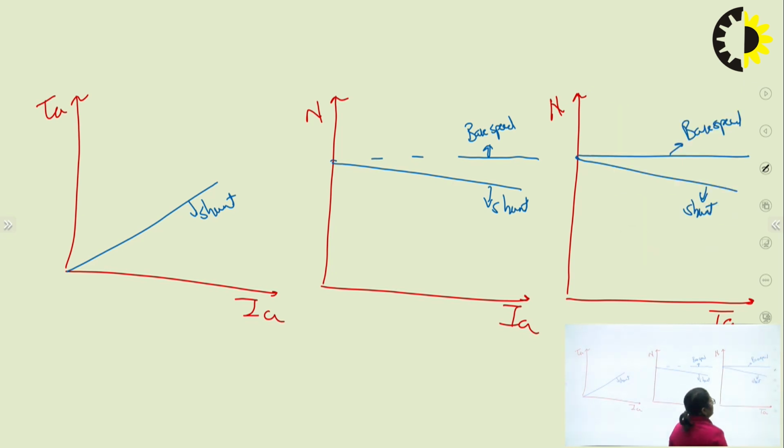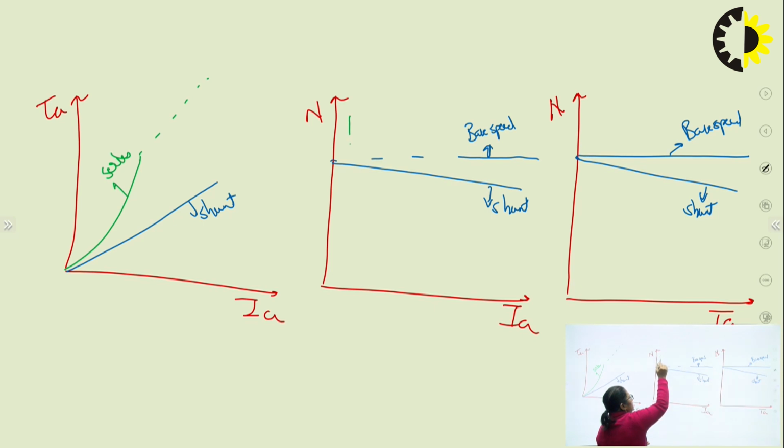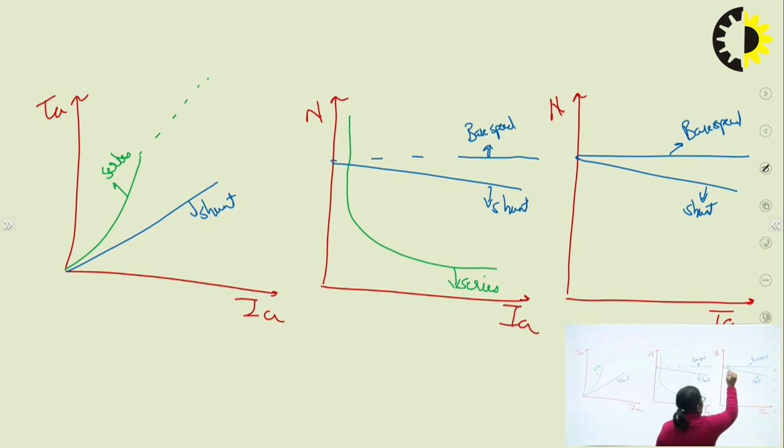Similarly, we can be having series characteristics, right? The DC series motor will be having its torque greater than the shunt, because the shunt used to produce a moderate torque, but a DC series motor used to give us a higher starting torque up to saturation, and after that it may be a straight curve, right? This is series. Similarly, we have just seen in case of speed versus armature current, the speed is going to be inversely proportional. This is for series. The same is the curve for speed versus torque.